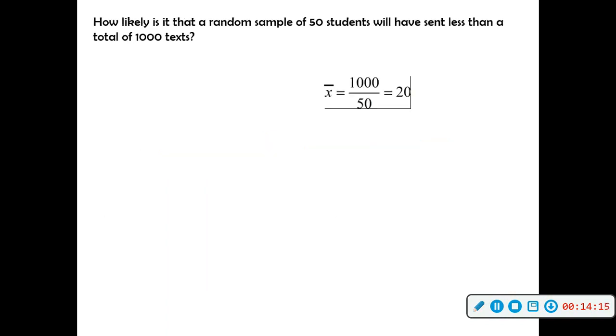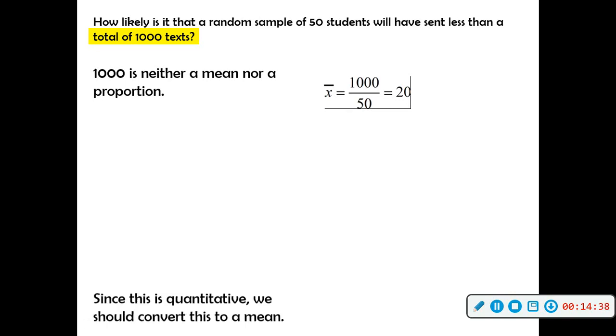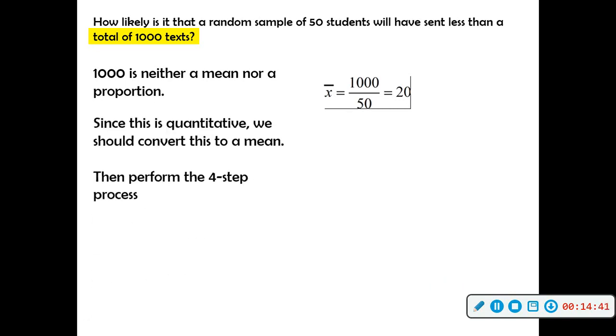All right, in this case, we are looking at how likely is it that a random sample of 50 students will have sent less than a total of 1,000 texts. Well, that's a total. We can't use a total when we're doing this because we don't have a sampling distribution of totals. We only have a sampling distribution of sample means. So we need to convert this into a mean, which is what I've done here, right? So anytime I give you a total, you need to convert it into a mean and then do the four-step process. So for the next two questions, I'd like you to try those on your own. And again, you can check the key to see whether you got the right answer or not.